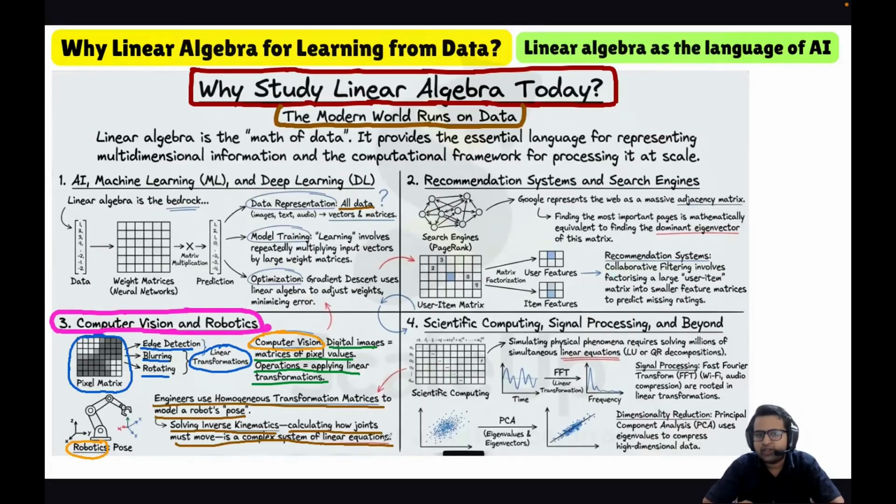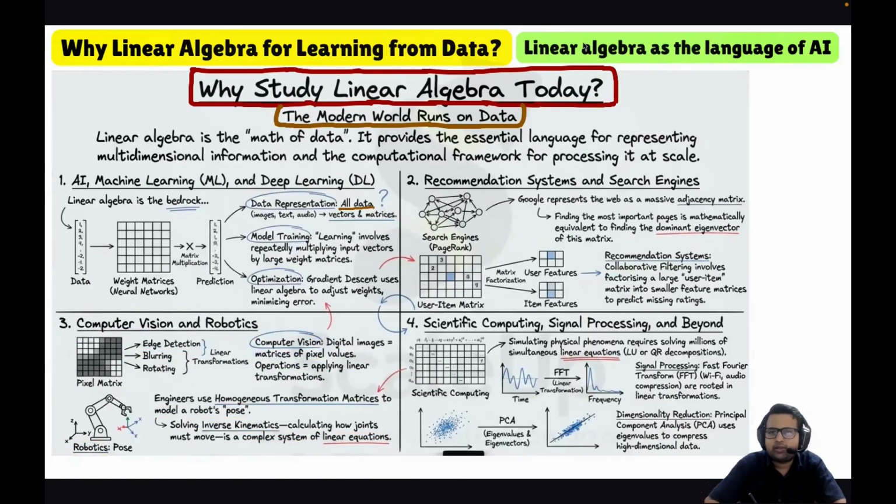In computer vision, we represent digital images in the form of matrices, pixel matrices, and processing of an image is basically the linear transformations performed on the pixel matrices. Similarly, in robotics, we use homogeneous transformation matrices to model a robot's pose, and to solve inverse kinematics, we make use of complex systems of linear equations, which is a part of linear algebra.